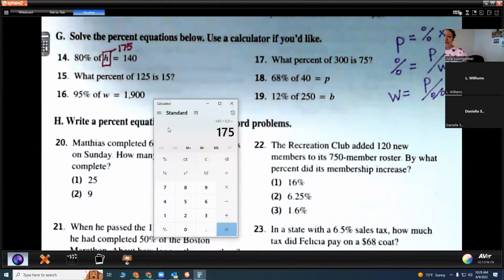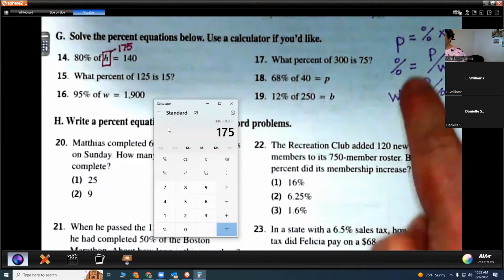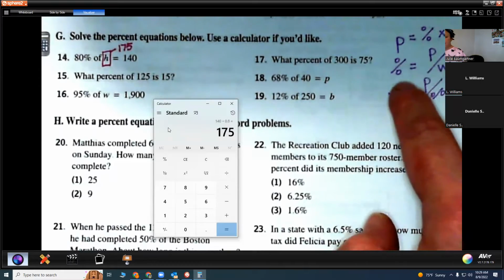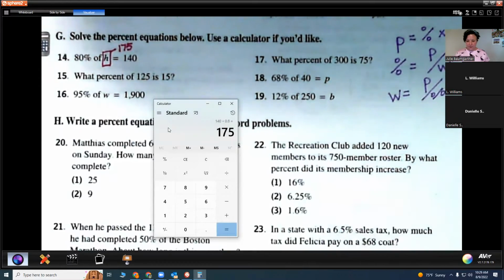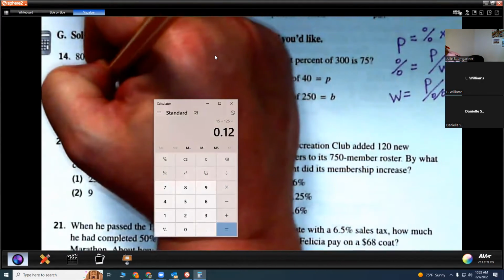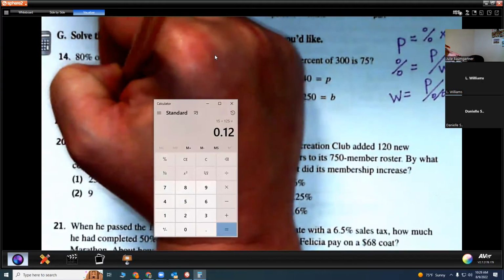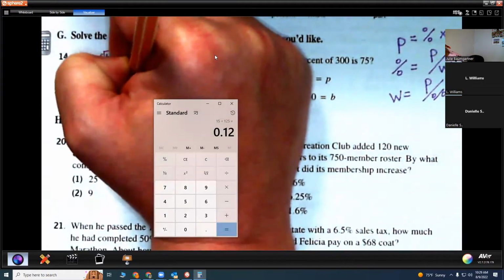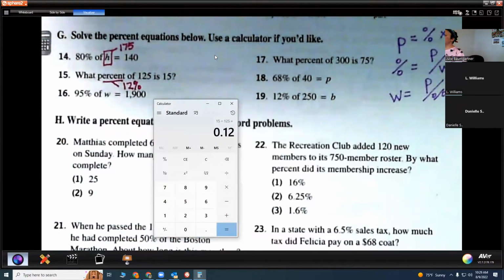Okay, so 15 is what percent of 125? So now we need the percent, so we take the part divided by the whole. So our part is 15 divided by 125. So our percent is 12%, because if my answer is 0.12, then I just convert that back to a percent.